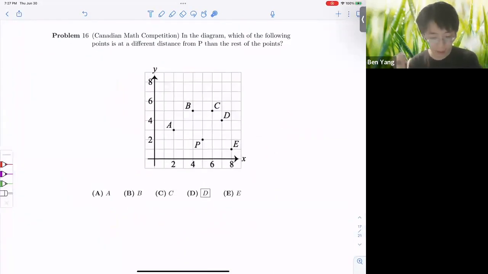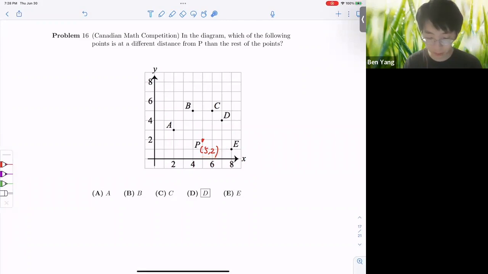Coordinate geometry. In the diagram, which of the following points is at a different distance from P than the rest of the points? First of all, we can just read the diagram here and find the coordinates of points. For example, for P, we know the coordinates are just 5, 2. Yeah, so the 5, 2 basically describes the location of the point P.